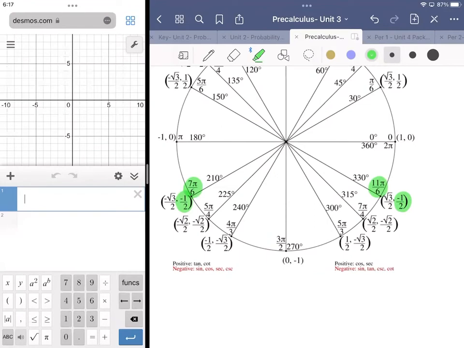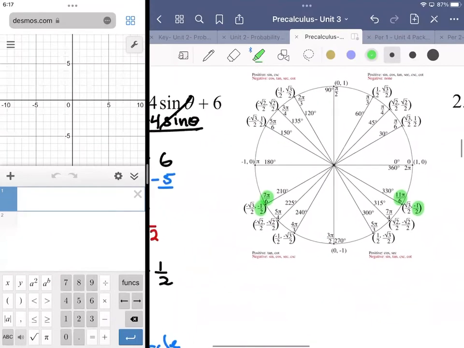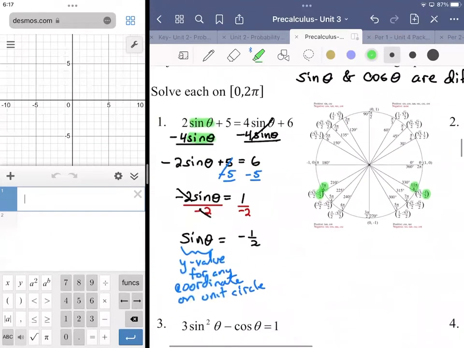They said the domain is 0 to 2 pi, so we don't want to go any further beyond that. I don't want to try to get coterminal angles that are beyond 2 pi radians or 360 degrees. So my theta here is going to be 7 pi over 6 and 11 pi over 6, because those are the only instances in one turn of the unit circle where the sine value is -1/2.